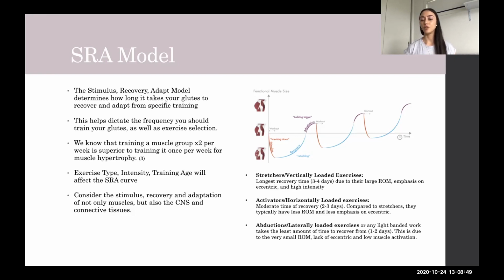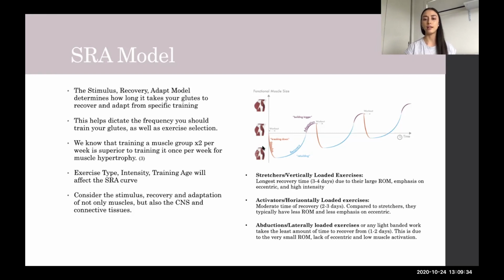And then looking at abductions and laterally loaded exercises, or basically any light banded work. So it could even be a banded squat, bodyweight squat, burnout, or a bodyweight glute bridge, or something like that. So it doesn't just have to be the abductions, but looking more so at the load. These take the least amount of time to recover from, so usually 1 to 2 days. This is due to their really small range of motion. There's hardly any eccentric going on because you're usually doing that in a more metabolic fashion. And these also have the lowest amount of muscle activation in comparison to those other two categories as well.